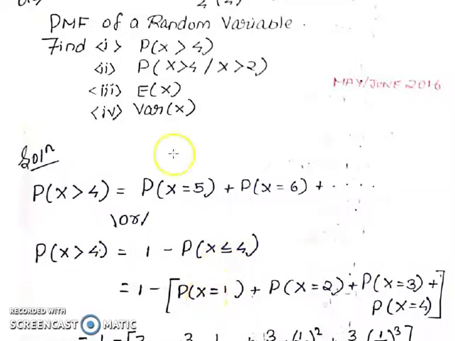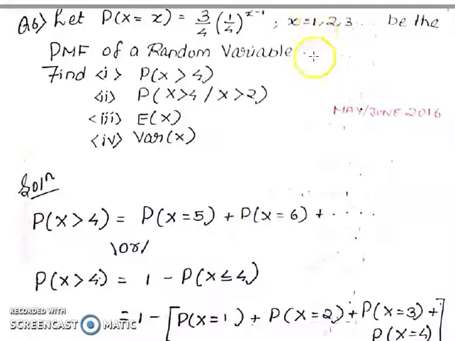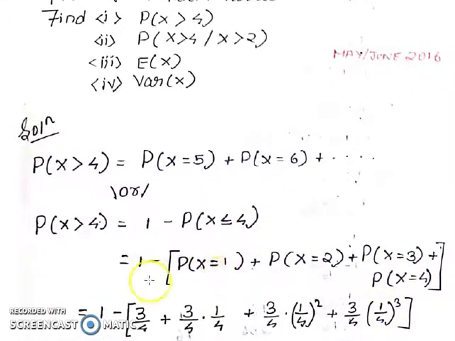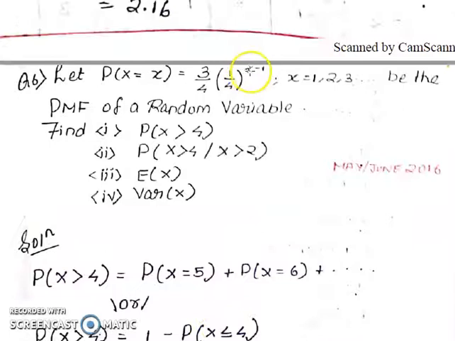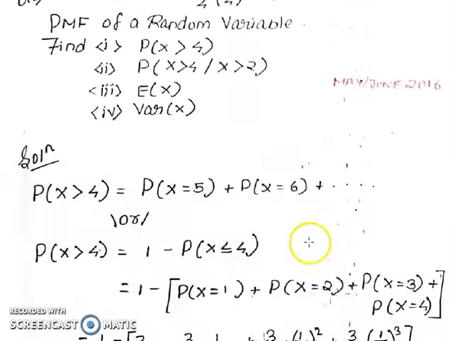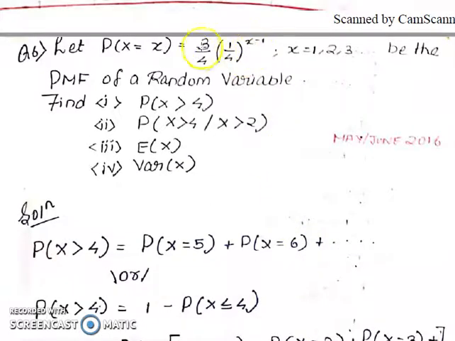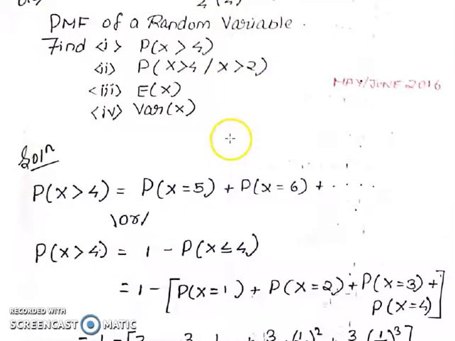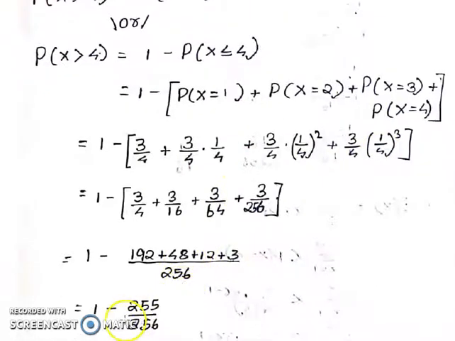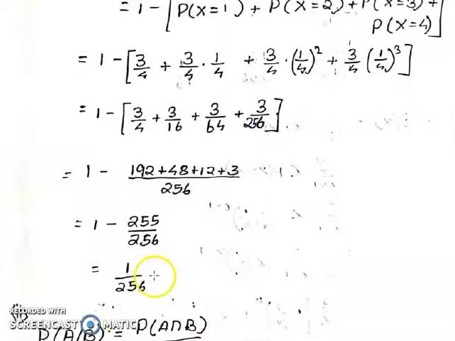That means it begins from x = 1 here. So P(x = 1), 2, 3, 4, less than or equal to 4. Put x = 1 here: 3/4 · (1/4)^0, that is 3/4. Similarly, P(x = 2): put x = 2 here, 3/4 · (1/4)^(2-1), which is 1/4. Similarly for x = 3 and x = 4. Now simplify this, and we get the solution 1/256.